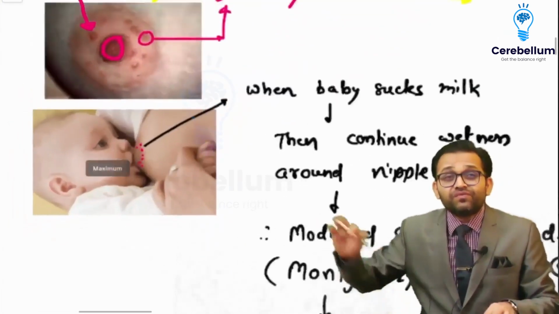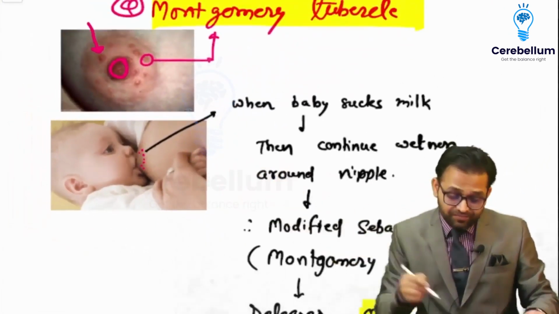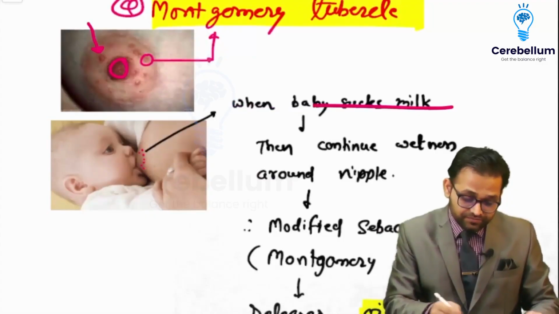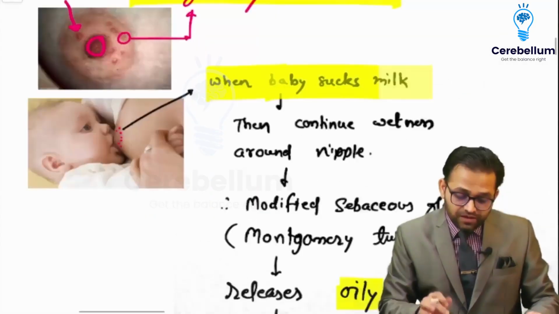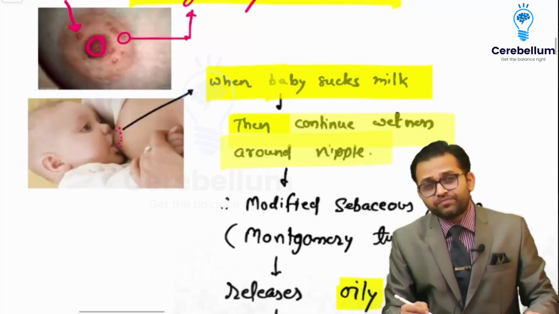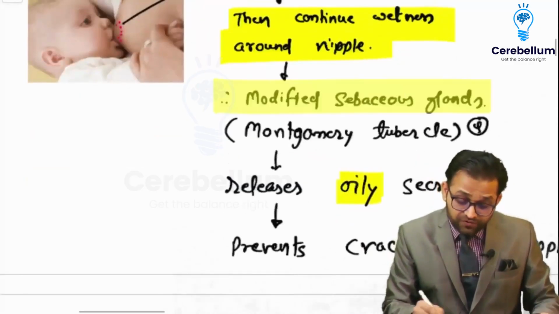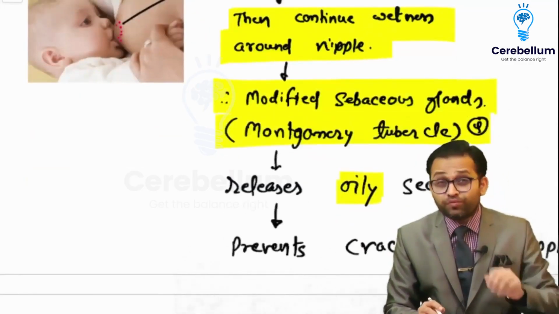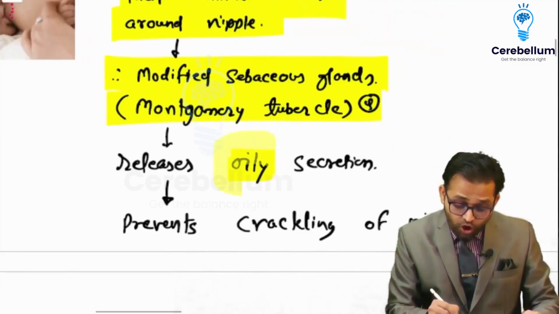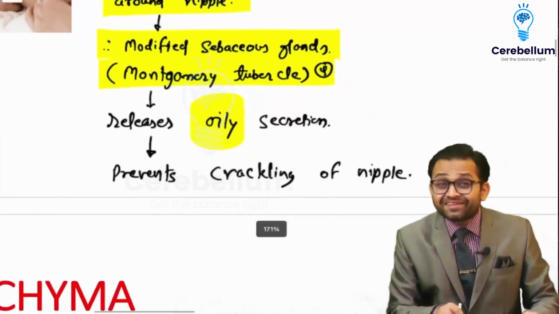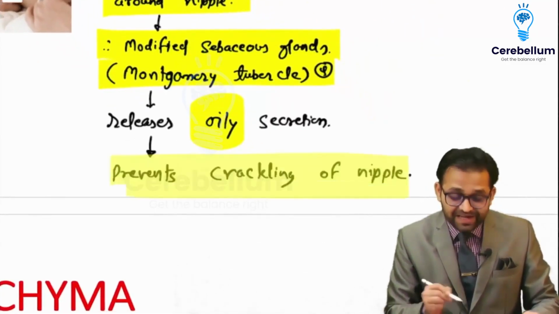Now look, when the baby is sucking the milk, at that time there is continuous wetness around the nipple. So the modified sebaceous glands, Montgomery tubercles, are releasing an oily secretion, and this is preventing the cracking of the nipple.